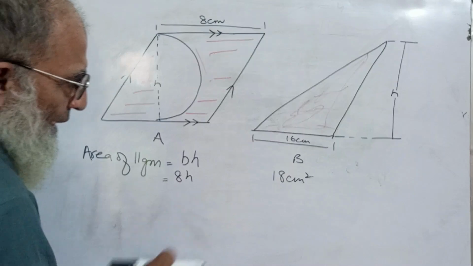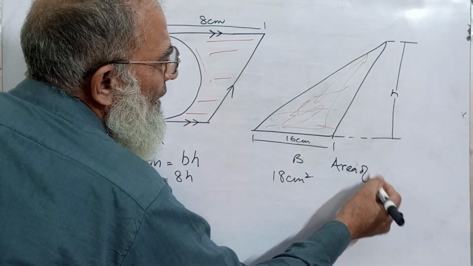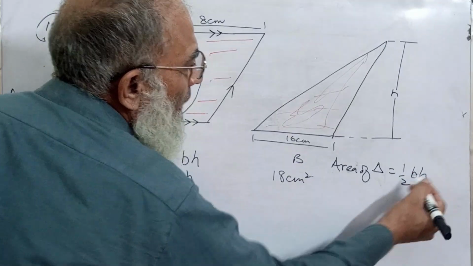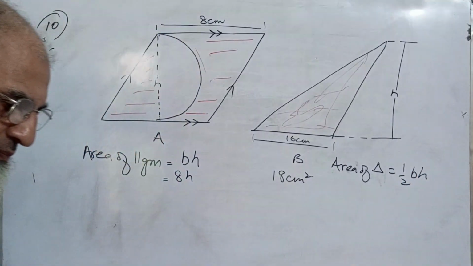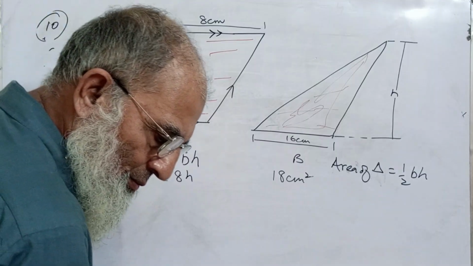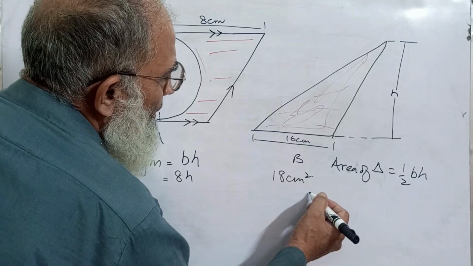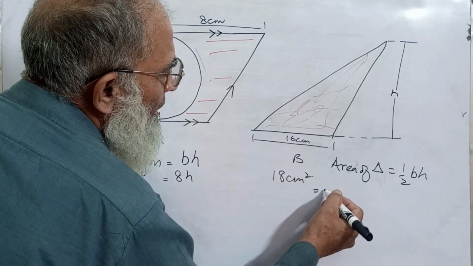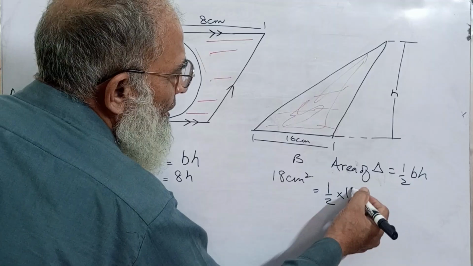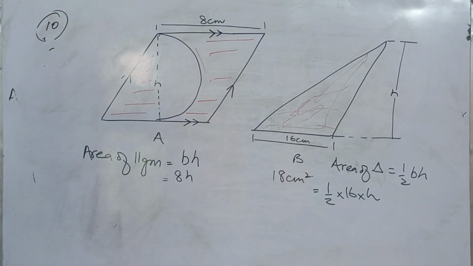And the area of the triangle, what is the area of the triangle? You know that the area of a triangle is half base into height. So it will become half into 16 multiplied by h. Okay, understand?